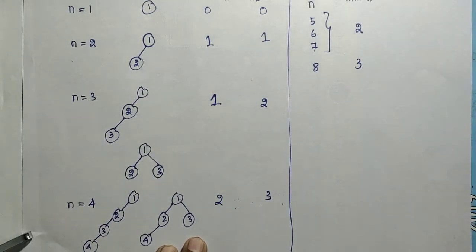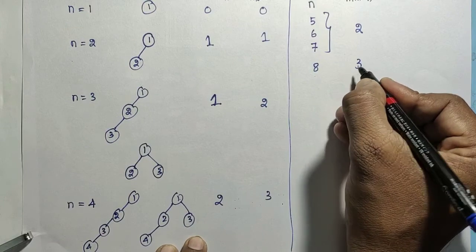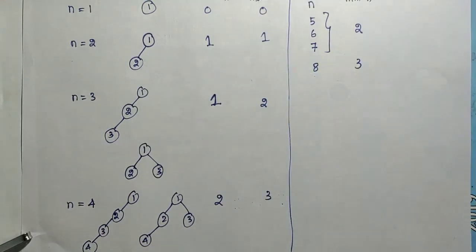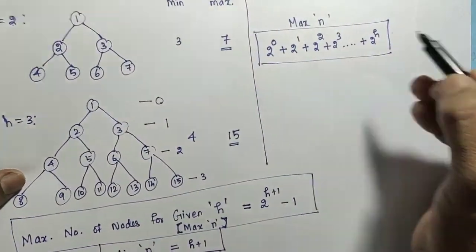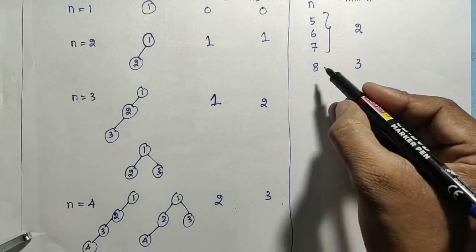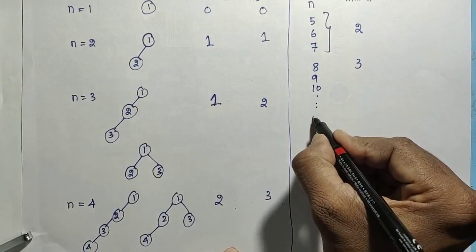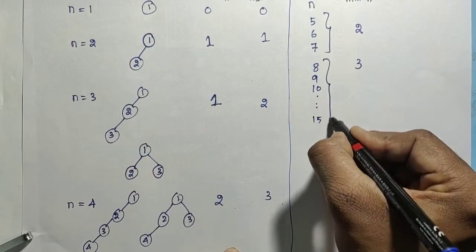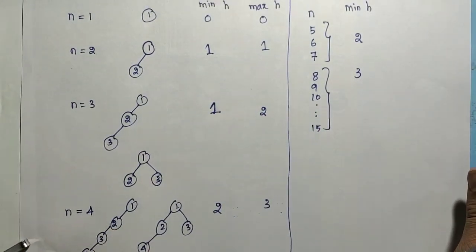Similarly, 8 goes in the third level, and in that level how many nodes can I add? Maximum is 2 power 3, that means 8 nodes. So for 9, 10, up to 15 nodes, I need the minimum height equal to 3.